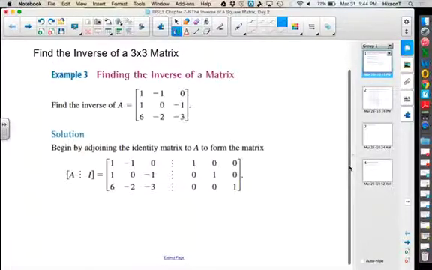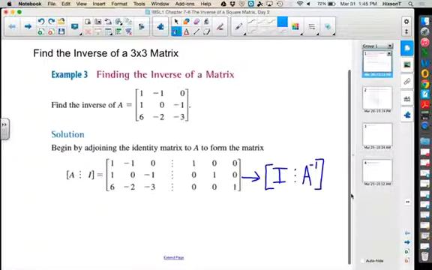Is this the hard or the easy way? This is the harder way. You'll like the easy way, okay? Now, our goal is to get the identity matrix on the left-hand side, and by the time we do that, we'll end up with the inverse on the right-hand side, okay? It's like the 2 by 2, just like the 2 by 2, except now we've got 3 rows and 3 columns to deal with, okay?